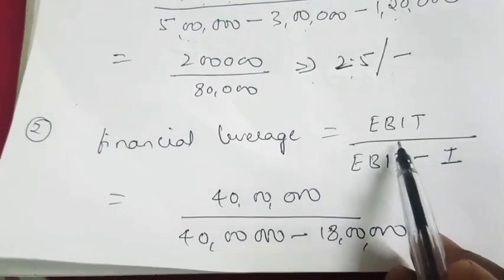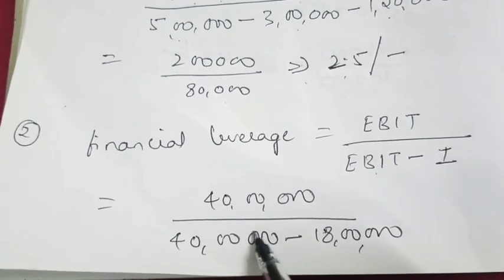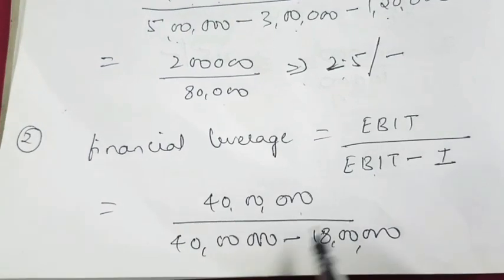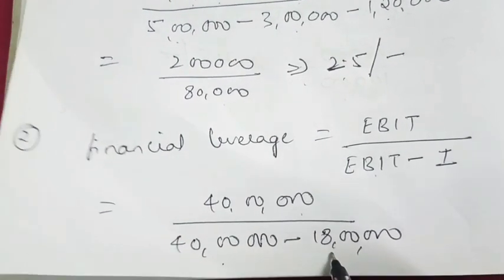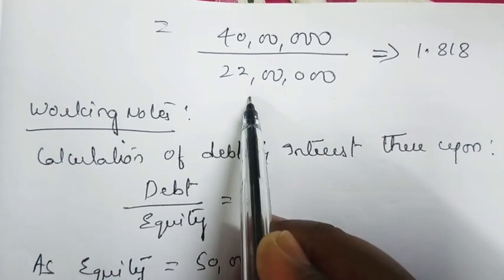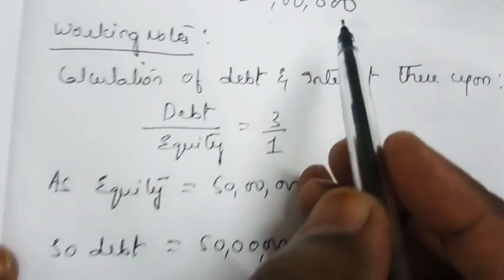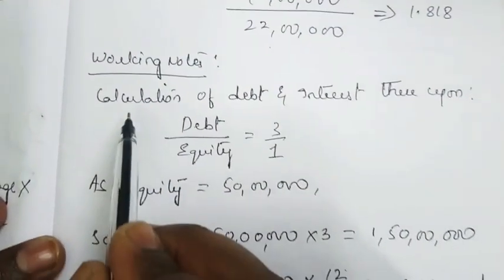Next is the financial leverage. Financial leverage equal to EBIT divided by EBIT minus I. So that equals 40 lakhs divided by 40 lakhs minus 18 lakhs. That equals 40 lakhs divided by 22 lakhs, that equals 1.818. Now, how did you get the 18 lakhs of interest? That working notes I am going to explain to you.